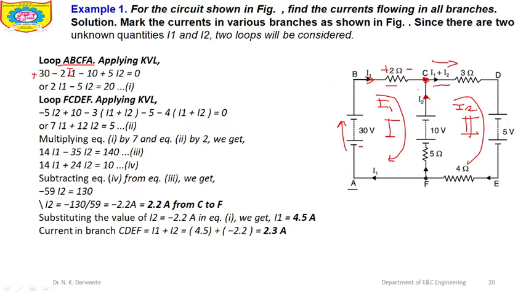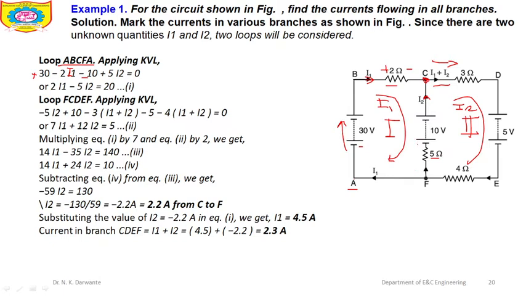Similarly, now we have to focus only on this loop. If we move ahead, another source comes across, the 10 volt source. In this case we are moving from the positive direction towards the negative direction, therefore the sign is negative. Then if we go ahead, the 5 ohm resistance is there, and the current flowing through this 5 ohm resistance is I2.